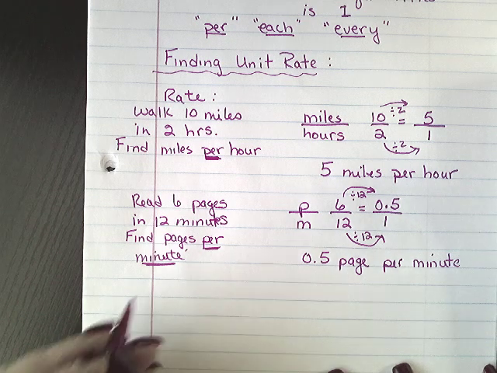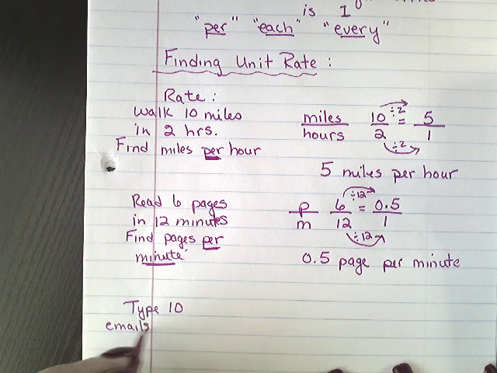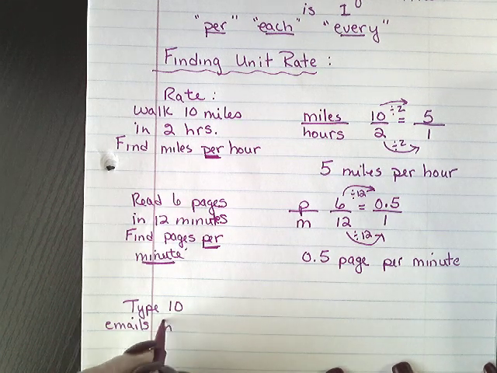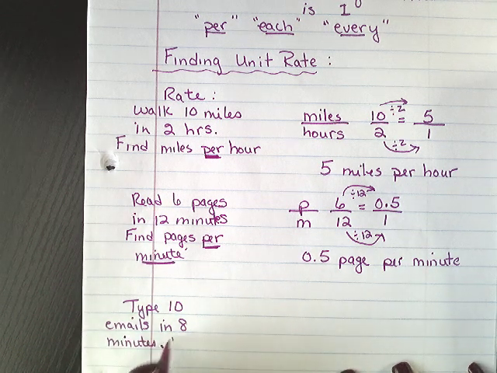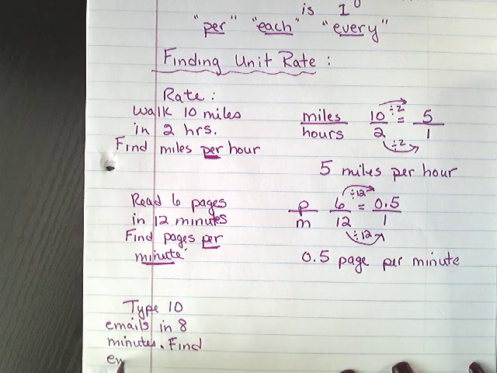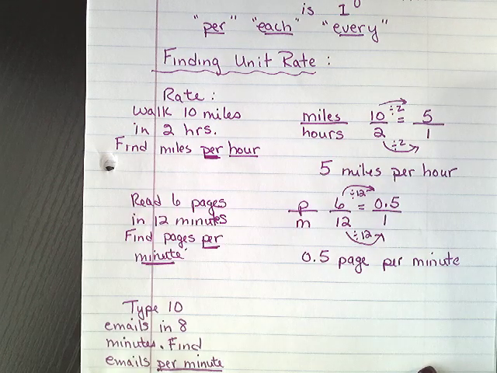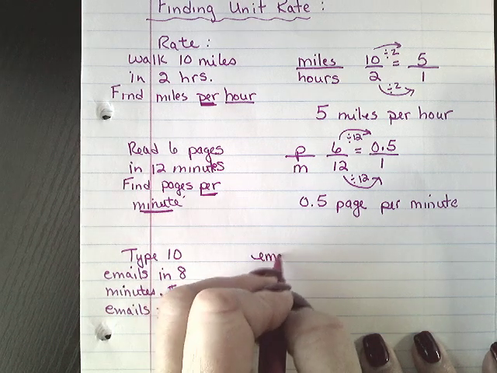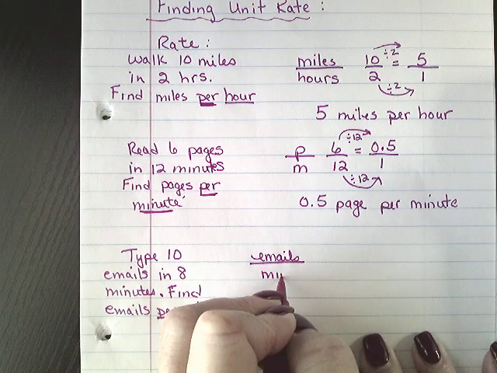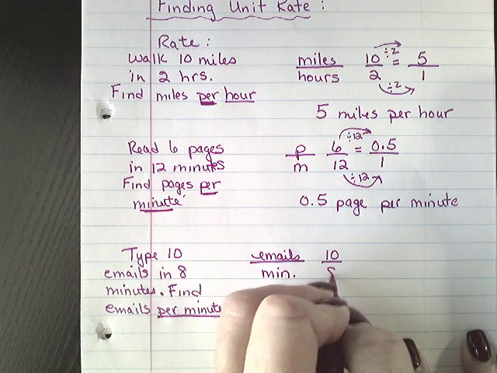Last example. Type 10 emails in 8 minutes. Find emails per minute. Per minute means that we are going to put that minute in the bottom of our ratio. So we're going to do emails over minutes. And this is something that you're going to be doing all the time. You're always going to be labeling your work for me. We're going to do 10 over 8.